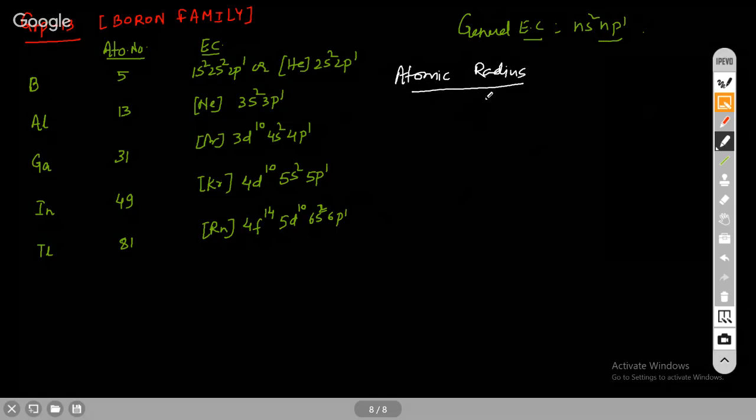I'll give you the value here. It does not follow a regular trend here, so I'll give you a value to make you understand. Boron, aluminium, gallium, indium, and thallium. These values are in picometer: 85, 143, increases and then decreases, then again increases, and then almost the same, increasing a little bit.